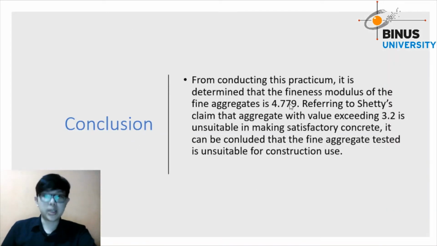Now, from this experiment, it is determined that the fineness modulus of the fine aggregates is 4.779. Now, referring to Shaddy's claim that aggregate with value exceeding 3.2 is unsuitable in making a satisfactory concrete, it can be concluded that the fine aggregate tested is unsuitable for construction use.